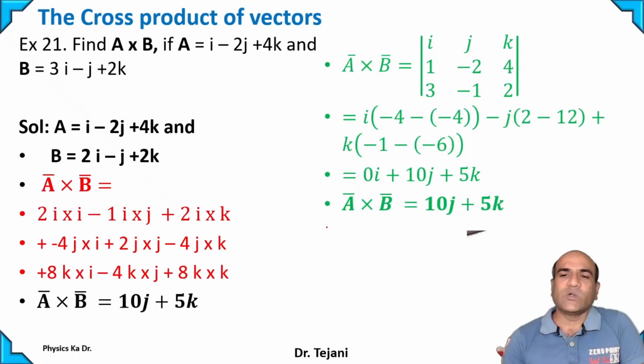So A cross B is equal to 10j plus 5k. The i component does not have any value, therefore we can remove this one easily.